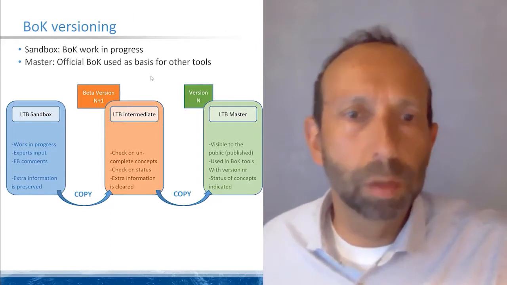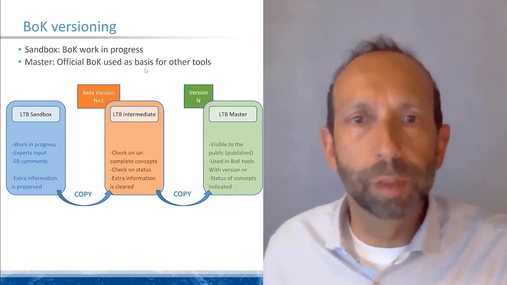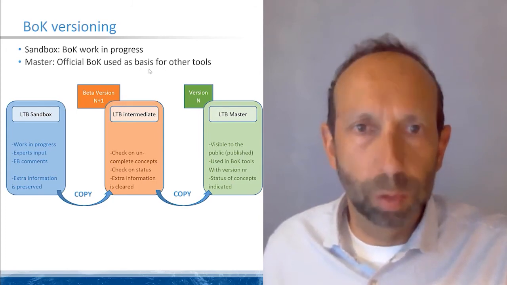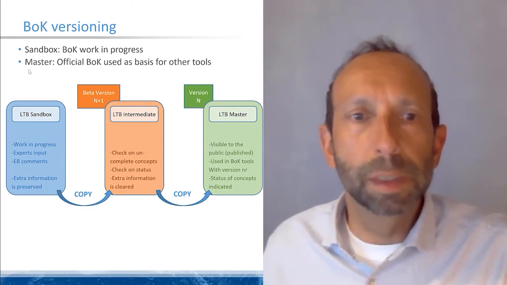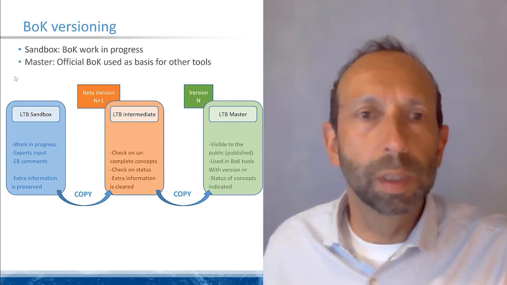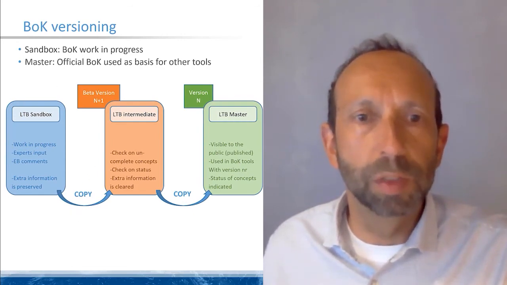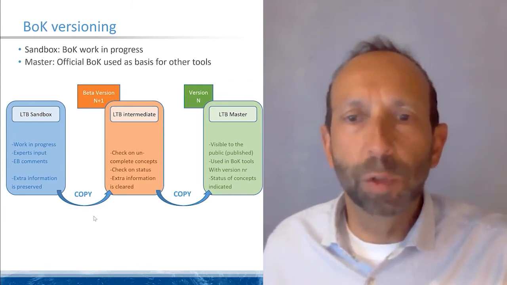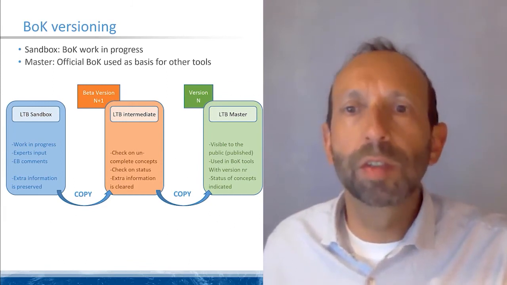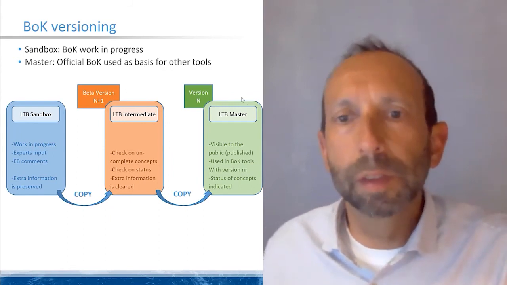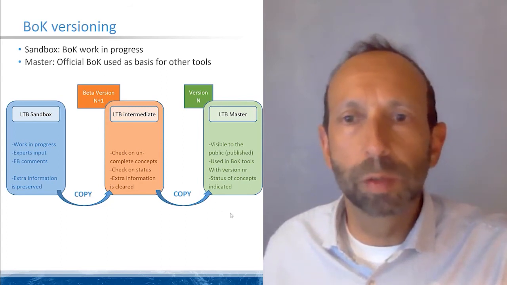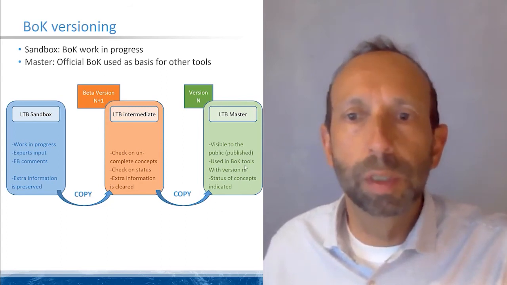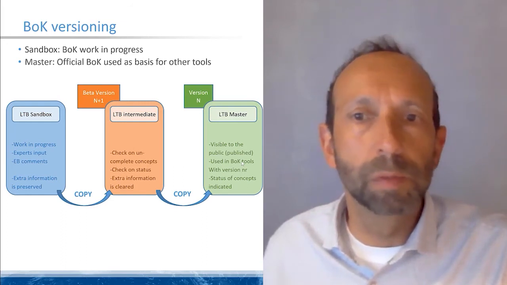Now that you have seen the working of the Living Textbook tool and the FindinBook tool, I would like to come back to this versioning process. What you have seen is the body of knowledge in the Living Textbook and the FindinBook. That is the Sandbox instance. There is also the master instance, as I highlighted in the beginning of the presentation. This is the version that is used by the other tools, and it's also the official version that is published publicly.